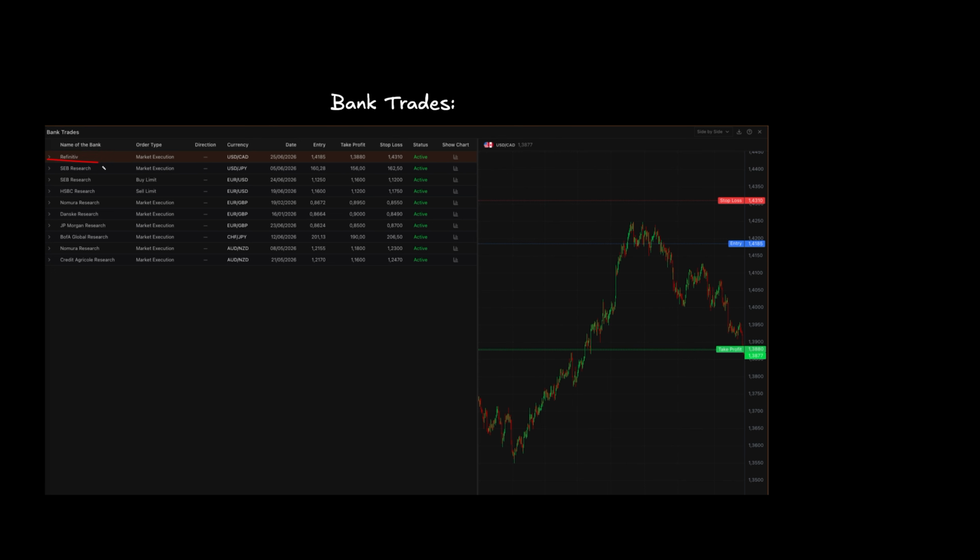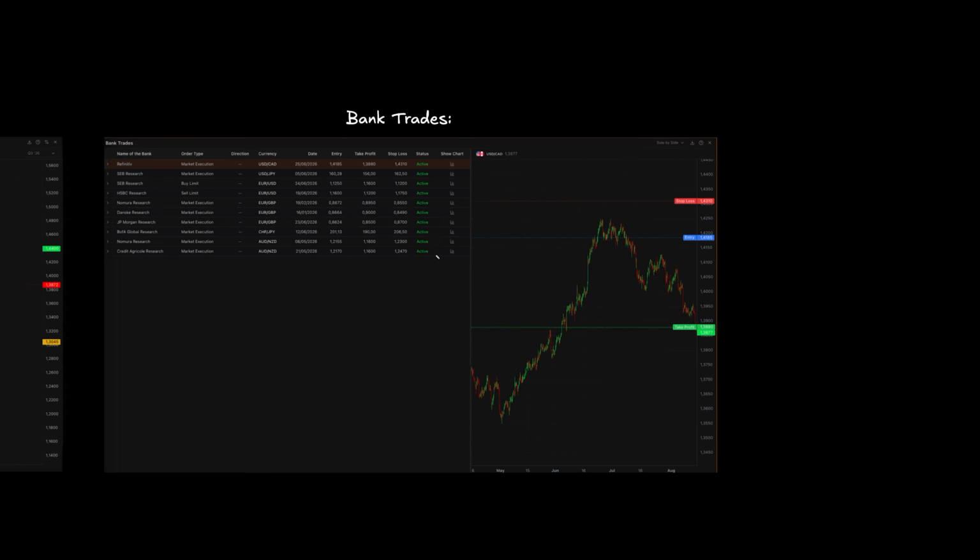Especially this one from Refinitiv. This is a market execution on USD-CAD on the 25th of June. Okay, so 2 months ago. You have the entry, take profit, stop loss, and look, they execute the trade just here. They have the stop loss, and now the market just reached the take profit. It doesn't mean that you have to copy-paste, but this is definitely what I'm doing.